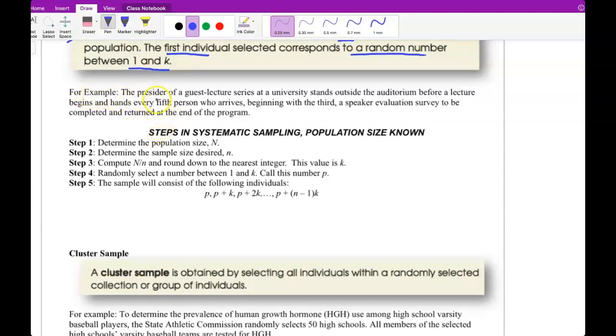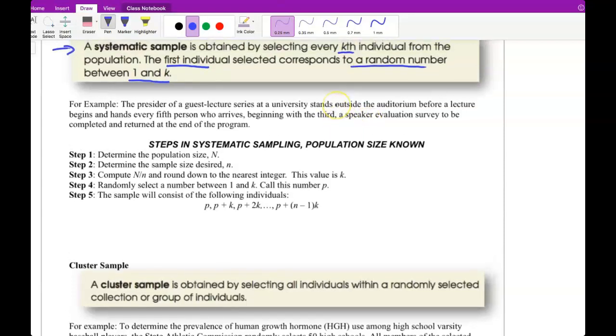Okay, example. I want to have another example because I want to make that more simple. Let's first see what steps we have here. Steps in systematic sampling, population size known. The first one is to determine the population size. What is our population size? That is shown with N.